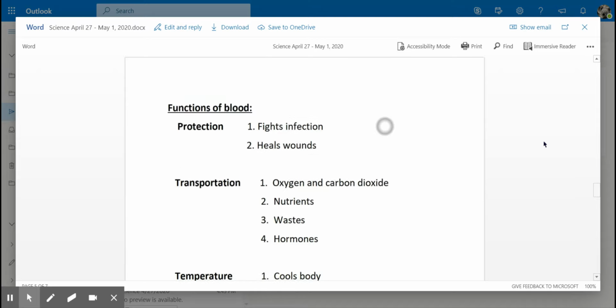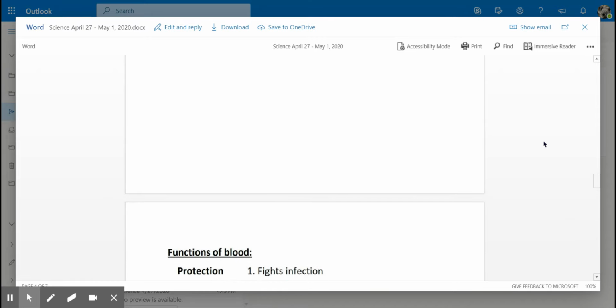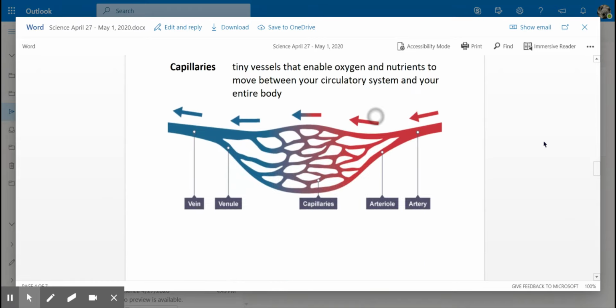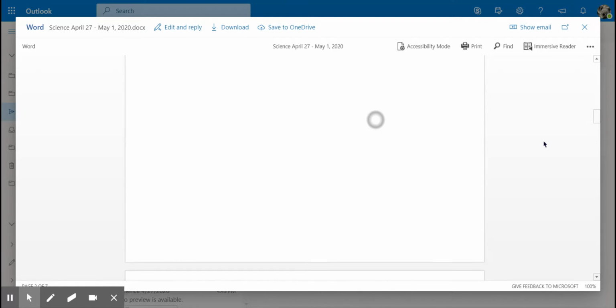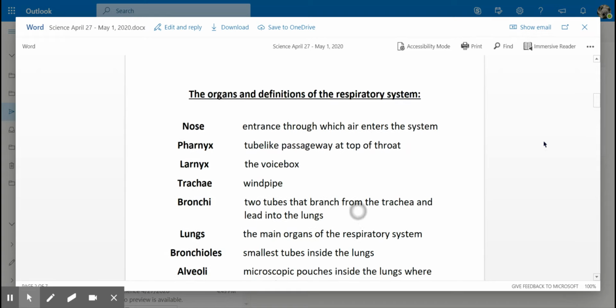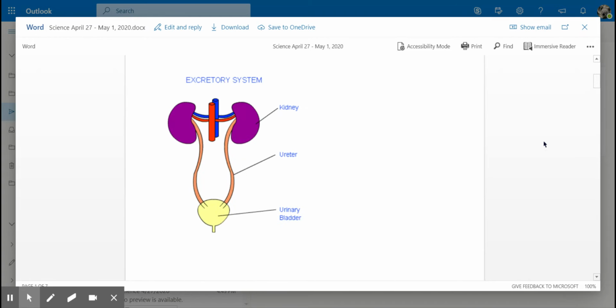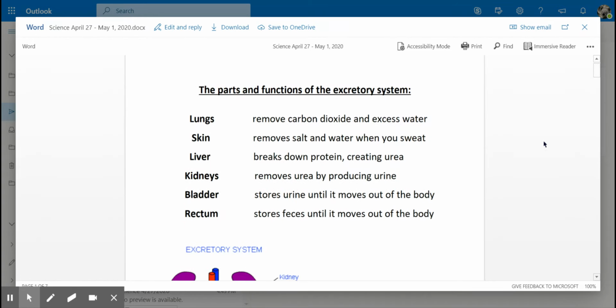Whoops, it says what is not? What is not a waste that is removed? So let's go back up to the excretory. Respiratory, I gotta scroll back up. Oh, here we are, excretory. So we're looking for what is not a waste.